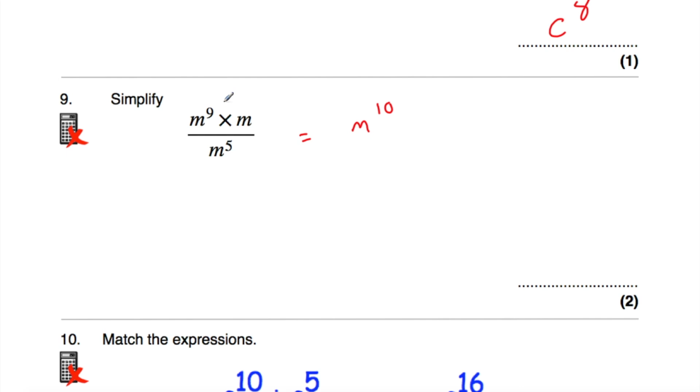Another way you can consider it is, here we've got m, which is m to the power of 1. You can add the powers, so that'd be m to the power of 10, because we're adding the powers here. And then we've got divided by m to the power of 5. Remember, this line means divided by. So now we're going to take away the powers. 10 take away 5 is 5, so the answer would be m to the power of 5. And that's it, m to the power of 5. And if you got that, well done.